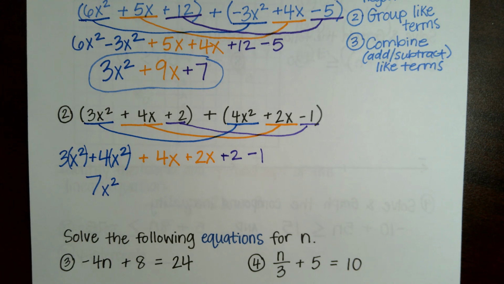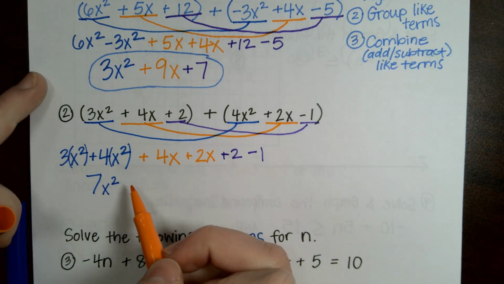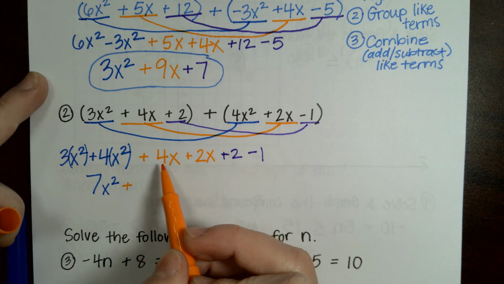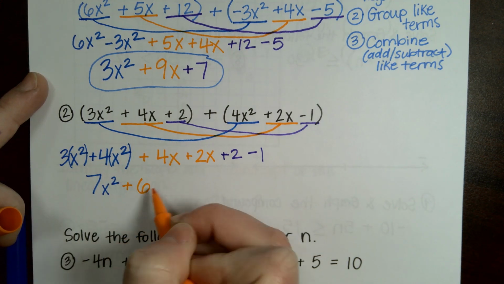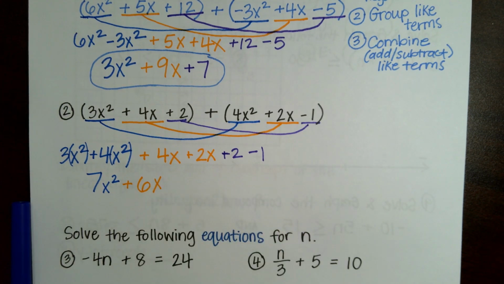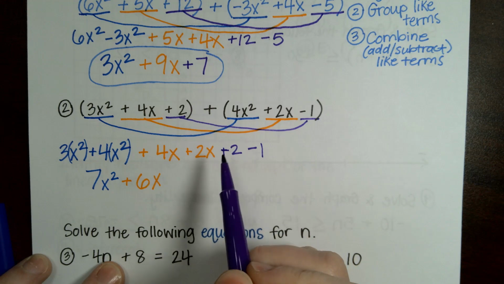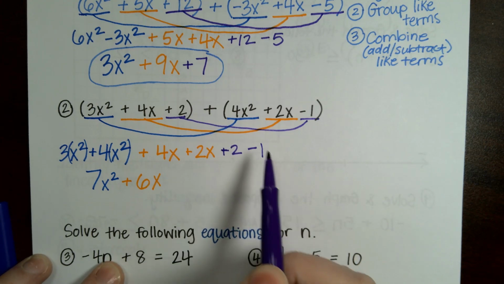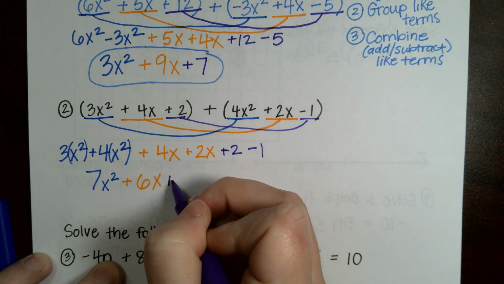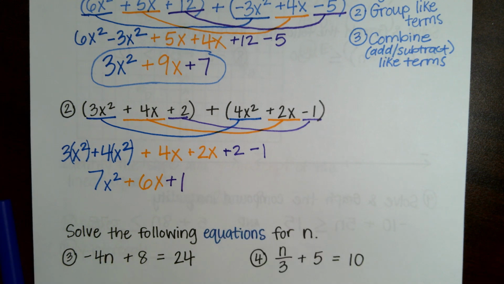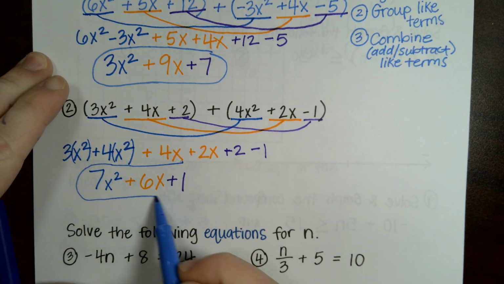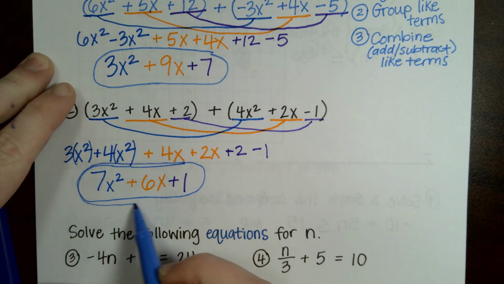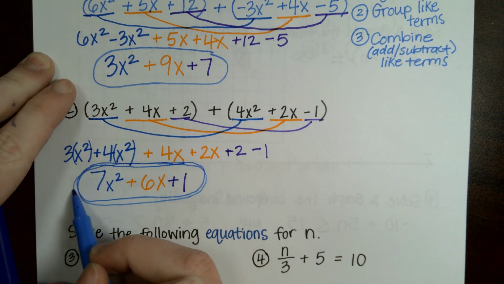Okay, what comes next? Plus 4x plus 2x, perfect, 6x. And last but not least, plus 1, because if I do 2 minus 1, I get positive 1. And that is your answer. So we circle it. Please circle your answers, guys. There's a lot of numbers and letters over here. Make it a little easier on me to grade it.